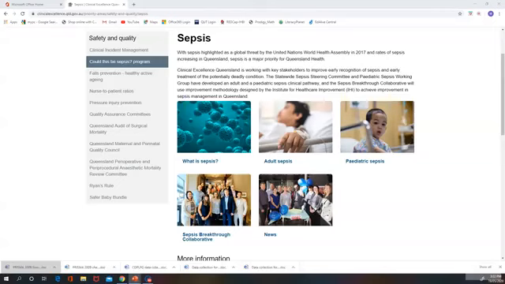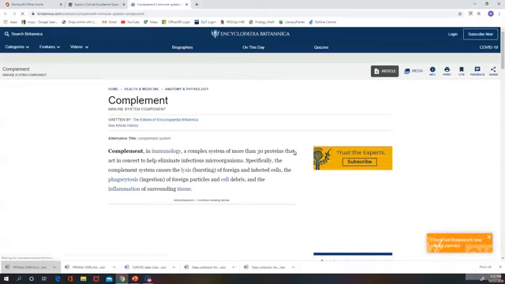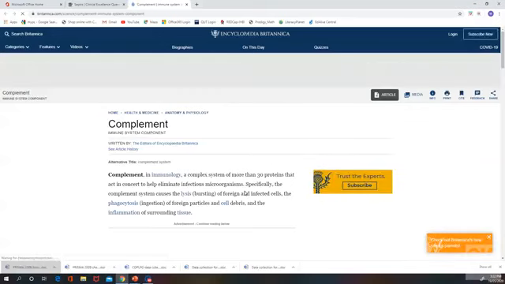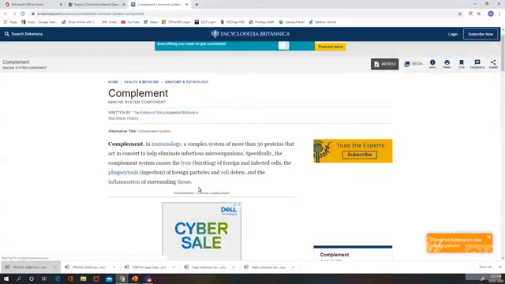All right, so the complement system, I'm not by any means going to suggest that you need to remember that. So what I've done is linked you again to a description of the complement system, one of many. This is in the Encyclopedia Britannica. It's a complex system of multiple proteins that act to eliminate infectious microorganisms.